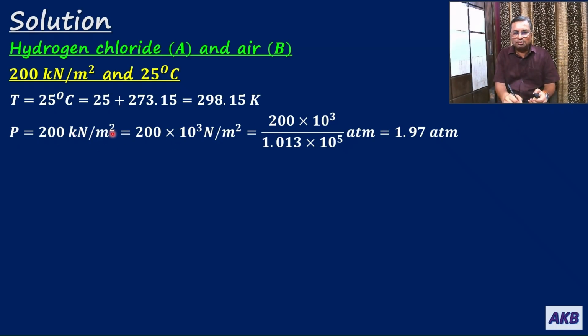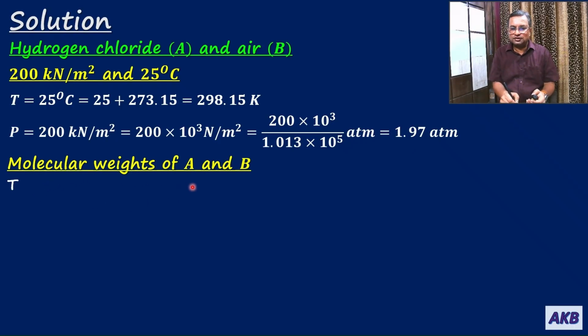So 200 kilonewton per meter square, that is 200 into 10 to the power 3 Newton per meter square, and 1 atmosphere is equal to 1.013 into 10 to the power 5 Newton per meter square. So 200 into 10 to the power 3 Newton per meter square will be equal to 200 into 10 to the power 3 divided by 1.013 into 10 to the power 5 atmosphere, that is 1.97 atmosphere. So pressure is 1.97 atmosphere. We need it in atmosphere, that's why we have converted it to atmosphere.